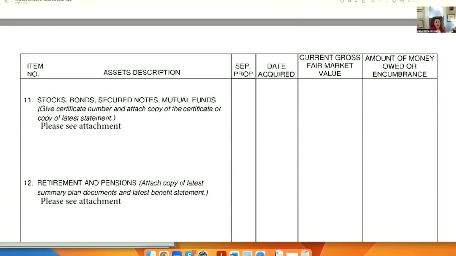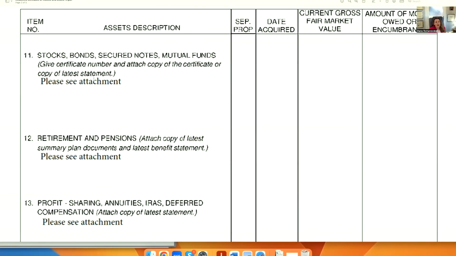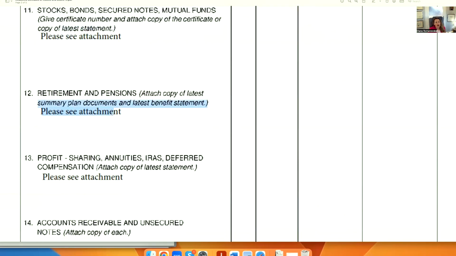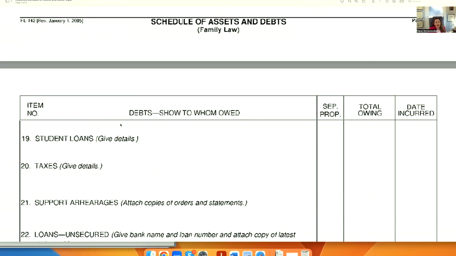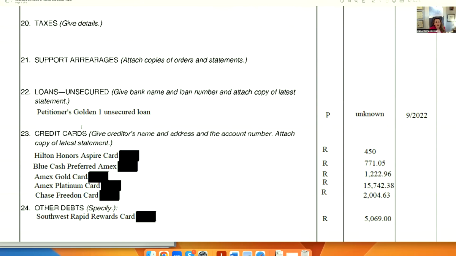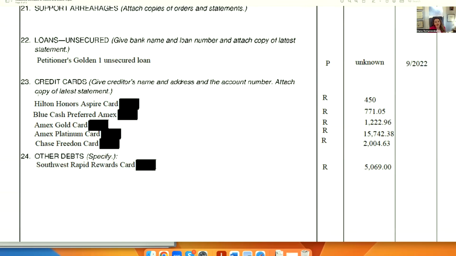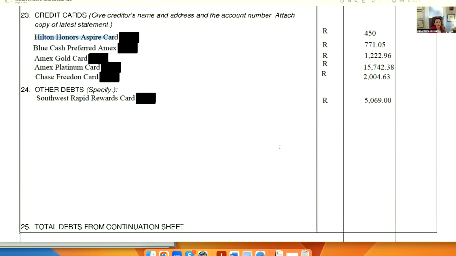That's very, see attached, stock bonds. Sometimes it doesn't fit, so we say see attached. Okay, all of it says see attached. Other assets, miscellaneous, cryptocurrency, loans, credit cards. So you see it's self-explanatory. So Hilton Honors, Inspire card, XY numbers, and then how much is owed.